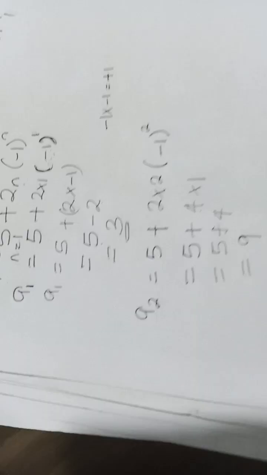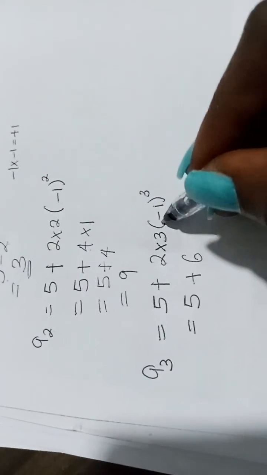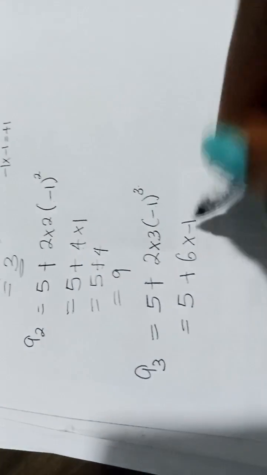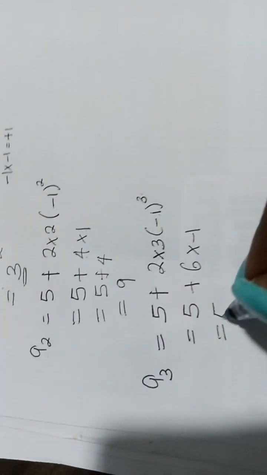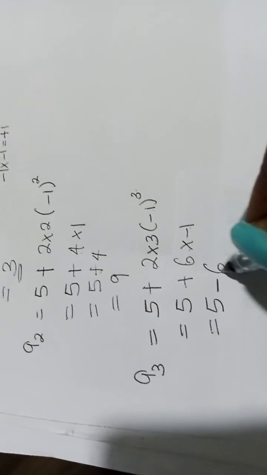It means our second term here is what? 9. Now let's go to the third term, where n is equal to 3. Maintaining the same rule, 5 plus 2n, n changes to 3, minus 1 to the power of what? 3. So this is going to be 5 plus 2 times 3 gives us 6. Remember, a negative number to a power of odd gives us the negative value. So this is going to be 5, 6 times minus 1 gives us minus 6.